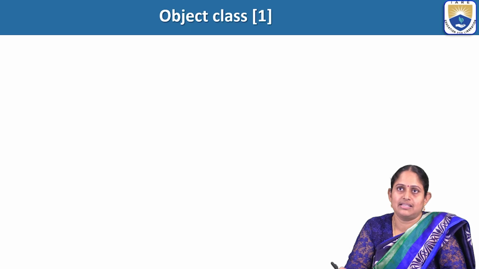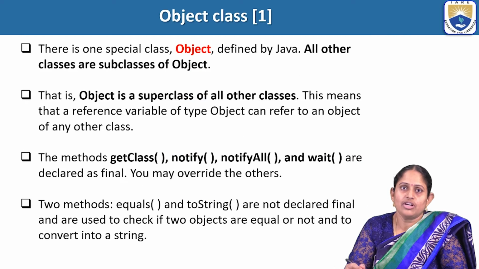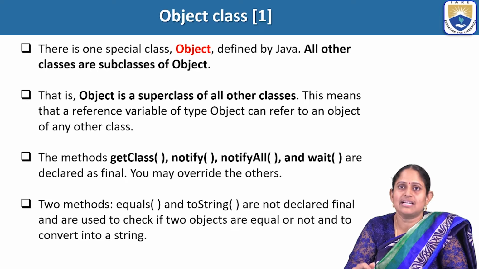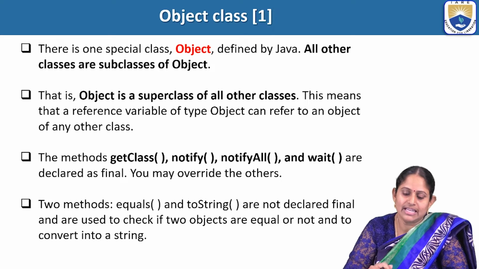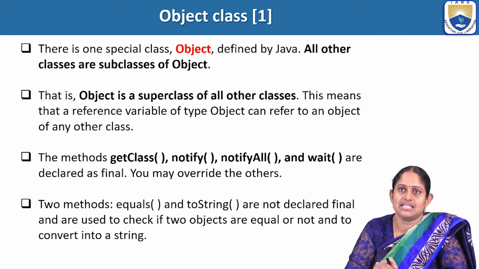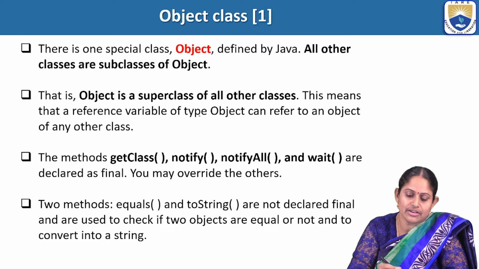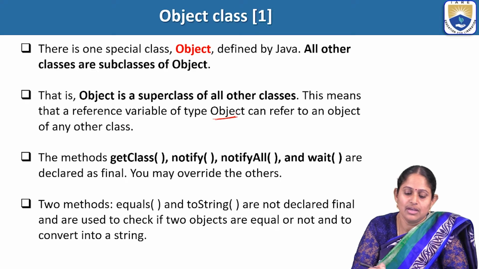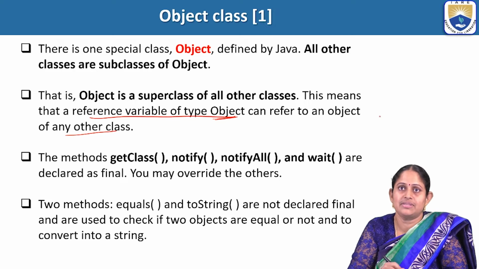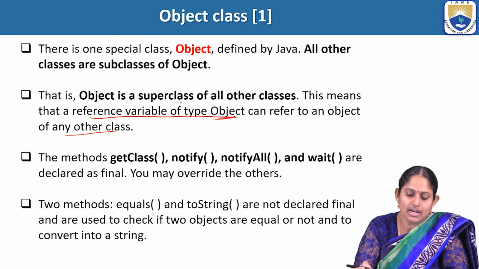Next is the object class. So what is the object class? The object class is the superclass of all classes in Java. It is the topmost class in the hierarchy. All other classes will inherit it by default. They will inherit the object class in Java. Because of this, you can use a reference variable of the object class to refer to any object of the other classes, since it is the superclass of all other classes.